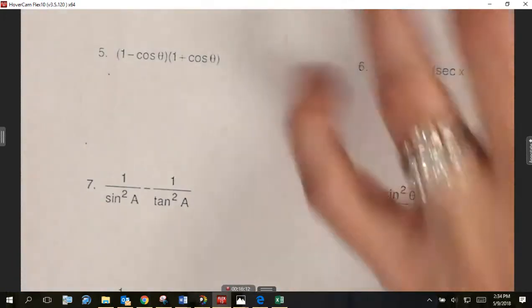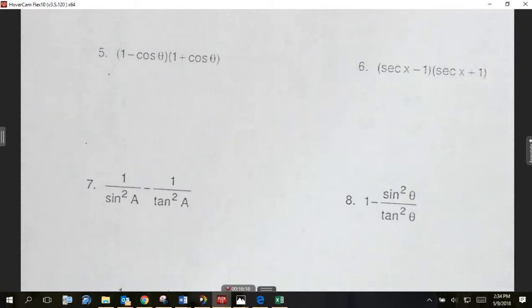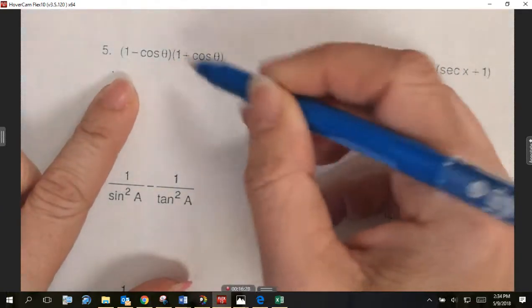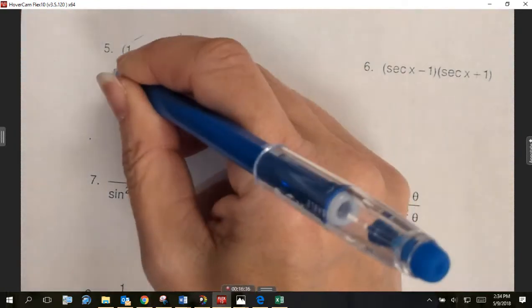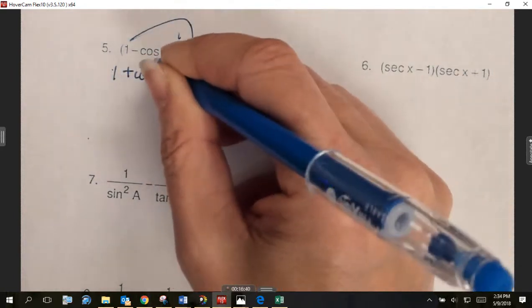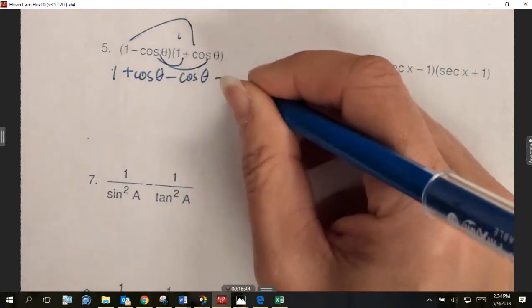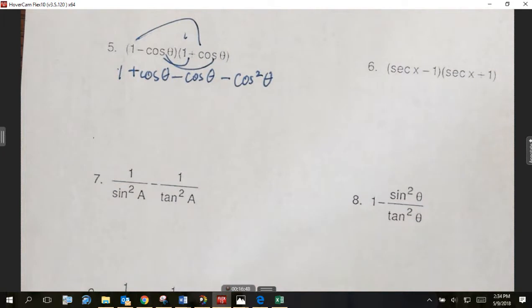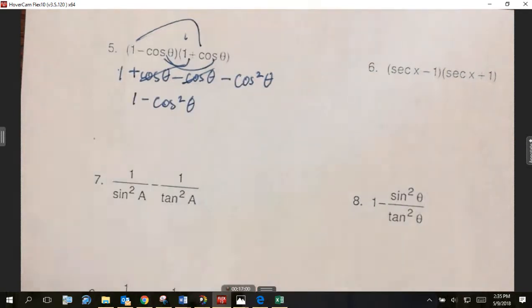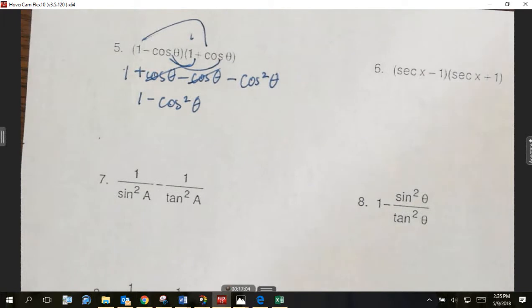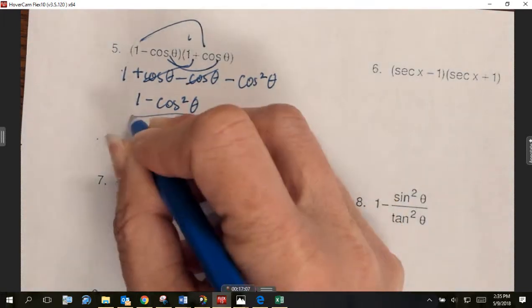Number 5. There is not an identity that says 1 minus cosine theta. The identity we just did had 1 minus cosine squared theta. There's not a 1 minus cosine theta. So there may be a case where you actually have to multiply this together first. So we're multiplying a binomial times a binomial. That is like the FOIL method. So first is 1. Outer is plus cosine theta. Inner is minus cosine theta. Last is minus cosine squared theta. Multiply those together. What happens to the inside two terms? They cancel. So we have 1 minus cosine squared theta. What does 1 minus cosine squared theta equal? We just did it. Sine squared theta.